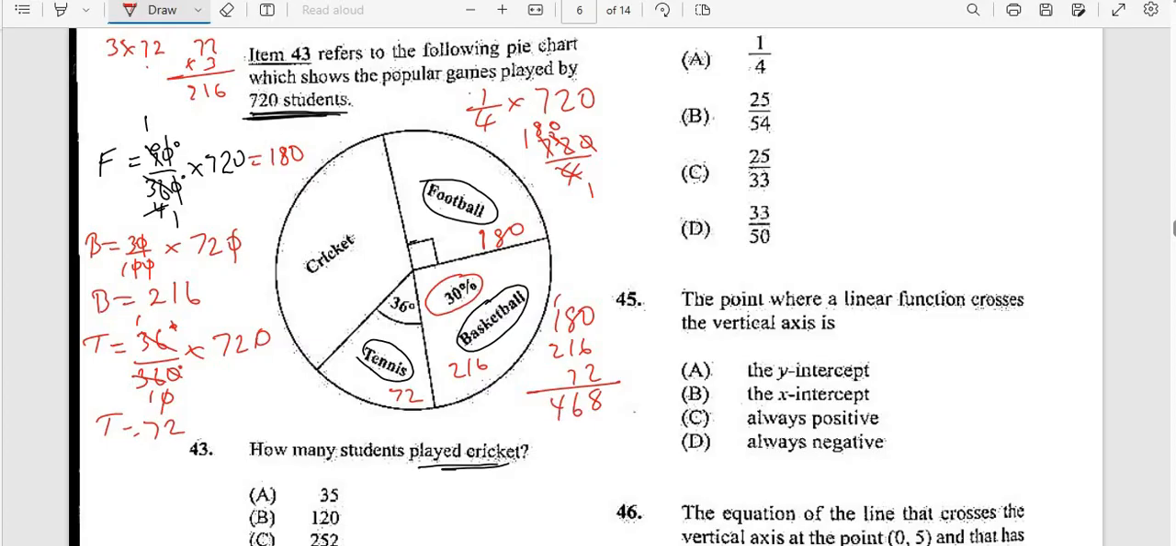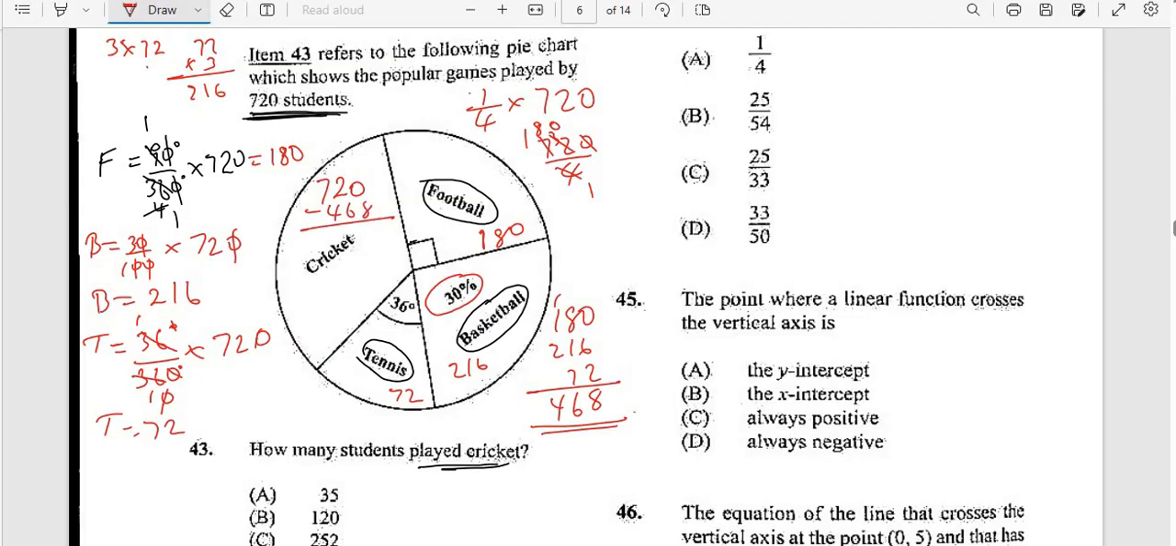So that's 468 for those 3 sports: football, basketball, and tennis. So the remaining amount will be for cricket. Remember, we have 720 students, and we subtract the other total, which is 468. That will give us the number for cricket.